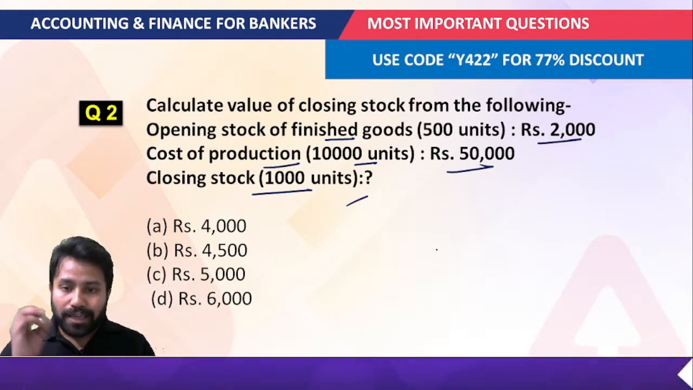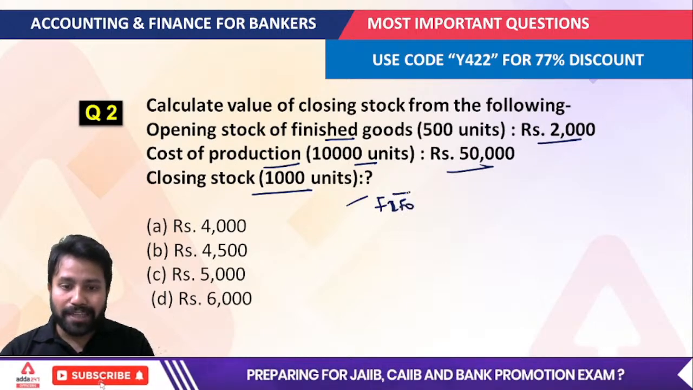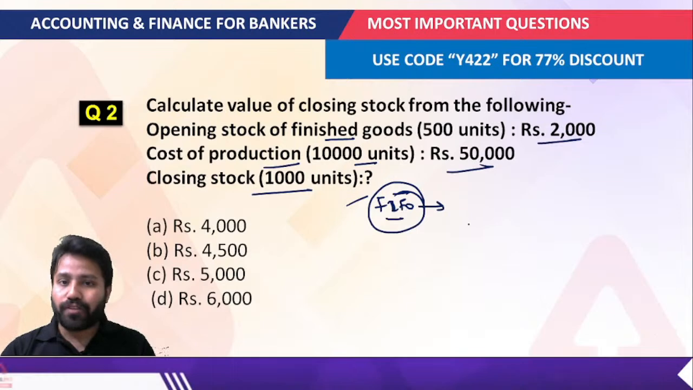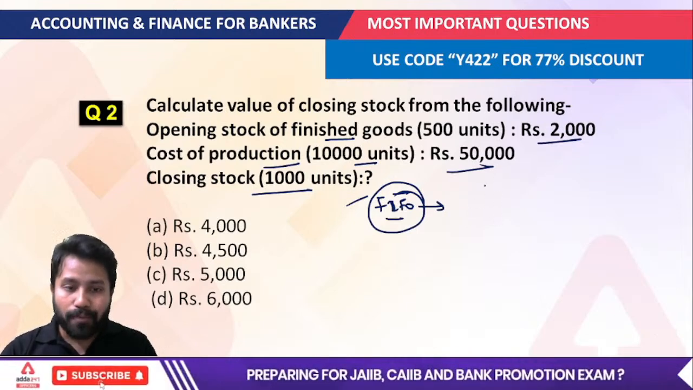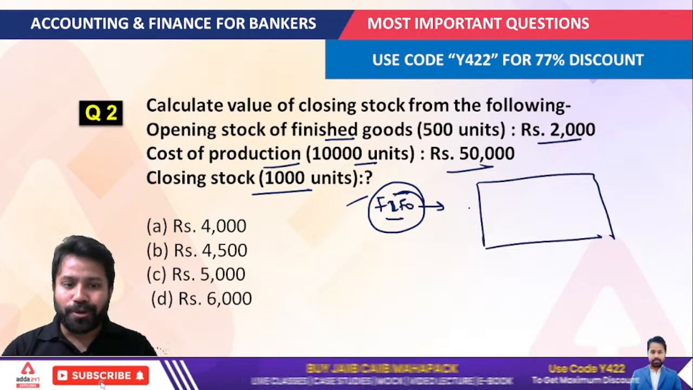Okay, so in this question the very important concept that is applied is FIFO, first in first out. So you have to understand the meaning of first in first out. Suppose that we are talking about a factory. In this factory, a lot of items are going to be produced.